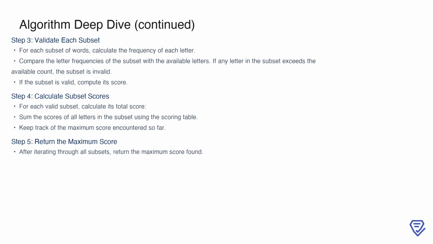For valid subsets, we proceed to calculate their scores. This is done by summing up the scores of all letters in the subset, based on the predefined scoring table. Throughout this process, we keep track of the maximum score that has been encountered so far. Once all subsets have been evaluated, the highest score is returned as the result.